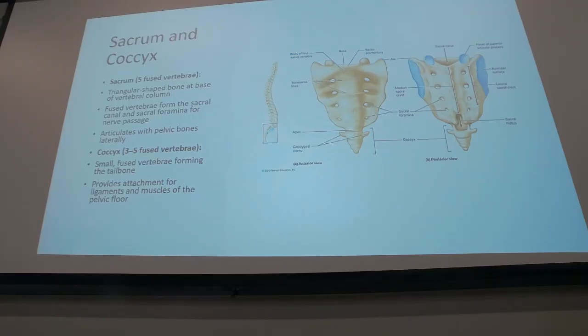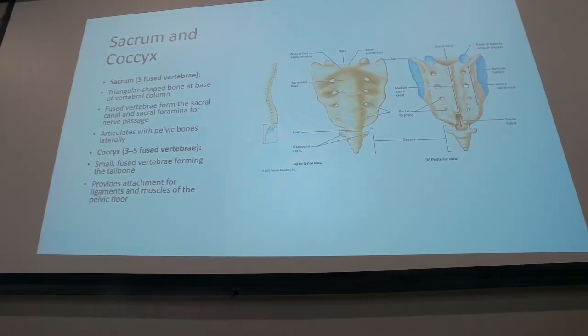Now for the sacrum and the coccyx. Sacrum is 5 fused vertebrae, and they are lower, of course, than the lumbar, which we have 5 lumbars. So here's the anterior view of the sacrum. It has a triangular shape. This is the posterior view. So this is front, this is back.